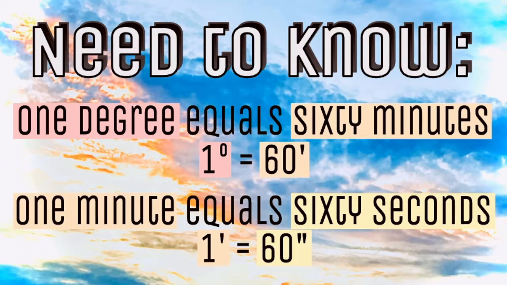Even though 1 minute is really small, 1 second is even smaller. How many minutes are there in 1 second? There is 1/60th of a minute in 1 second. How many seconds are there in 1 degree? There are 3,600 seconds in 1 degree.